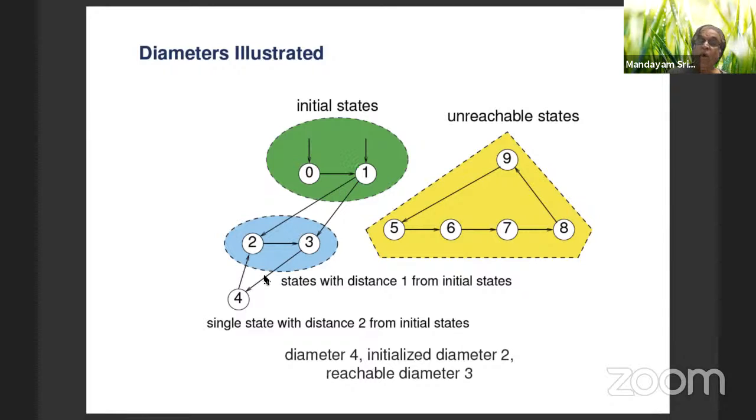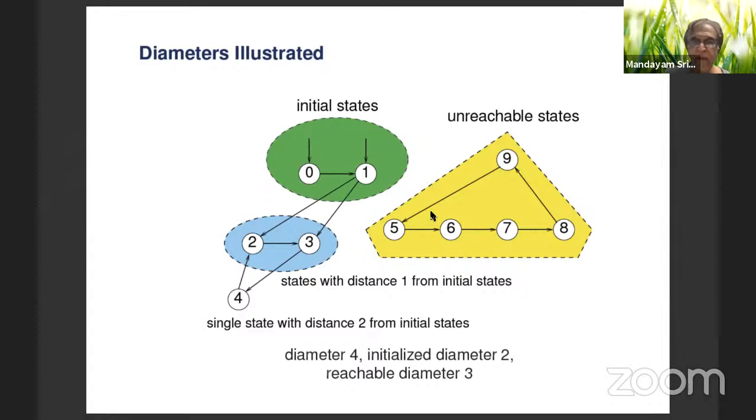That's how long the BMC formula runs, in terms of the number of Ts that you have to unwind, the number of times that you have to unwind. Okay, is it clear that the diameter is 4? Why is it 4? Because, as you can see, the largest distance between any two states is 4: 1, 2, 3, 4. Okay.